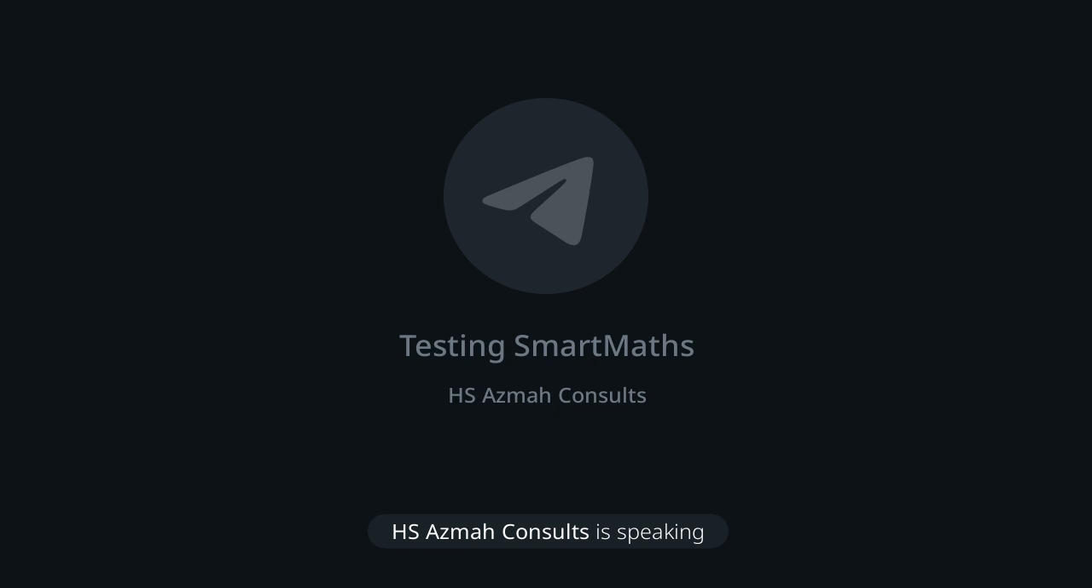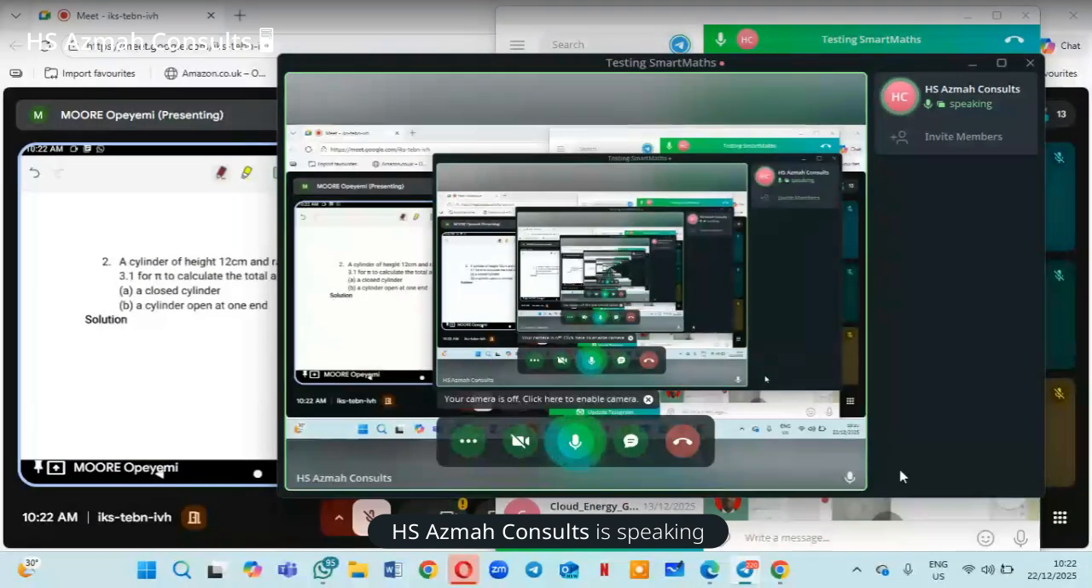Now, don't be surprised. This is a cylinder closed at both ends. This cylinder, when you cover it, it means it is closed. Yes or yes? That is what this question A is saying, closed cylinder.